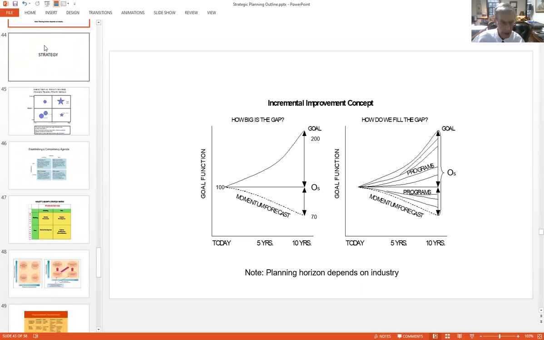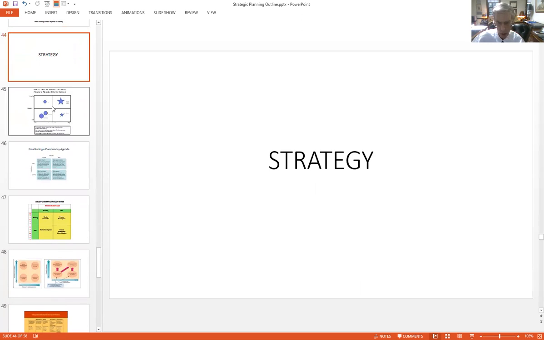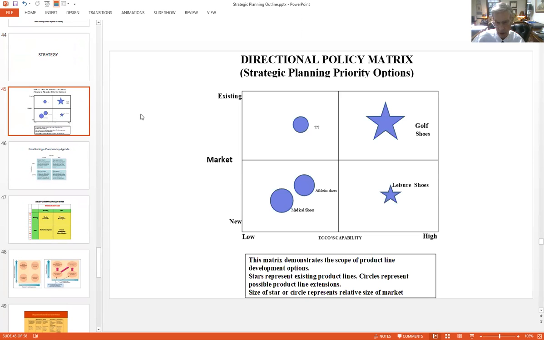All right, we have our goals and strategic objectives. How will we fill them? And we've got ideas about programs. Here are some ways that we can select programs and activities just by doing more analysis. This is called the directional policy matrix. In this case, what we're doing is saying, what are our capabilities today? What could they be in the future? What is our market today? What could it be in the future?